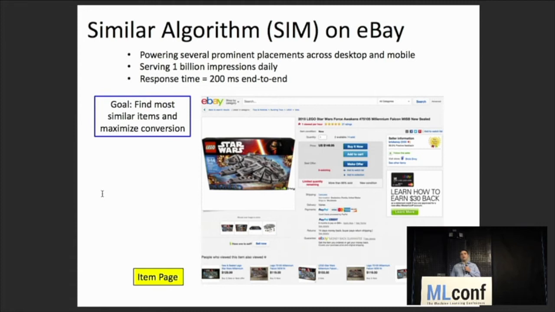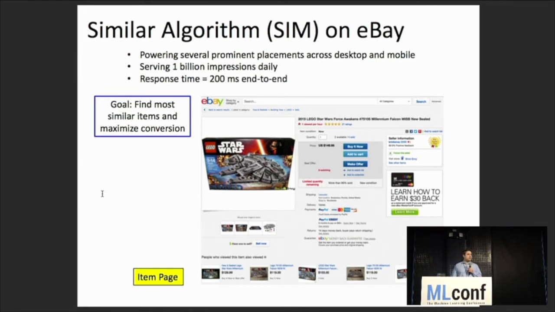This is a view from the desktop page, but we, of course, have it on mobile and a few other locations on the site. The goal here is to find the most similar items and to maximize conversion. We're a marketplace, so we want to maximize conversion, right? We want to get the most transactions, and that's a pretty good goal to optimize an algorithm for.